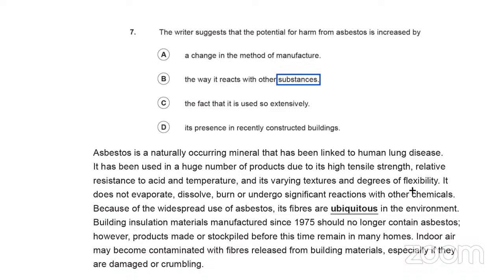Sir, actually, I go for keyword matching. In the paragraph, they are also telling about other substances. Where did he tell about other substances? I did not find other substances. The word other substances, where is it in the paragraph? In the fourth line: burn or undergo significant reactions with other chemicals. So they are talking about chemicals.